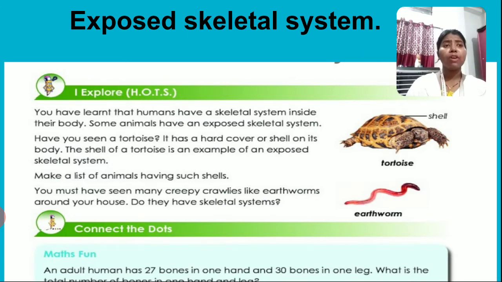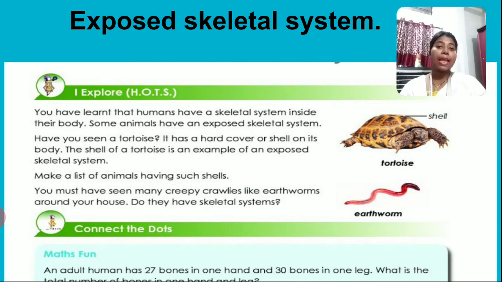Now, like that, can you name some of the animals that have an exposed skeletal system? We can give the example of a snail. Snail also has an outward shell, yes or no? So a snail can be an example of an exposed skeleton. Butterfly also has an exposed skeleton. Its bones are in the form of its skin. So snail and butterfly can be examples of an exposed skeletal system.